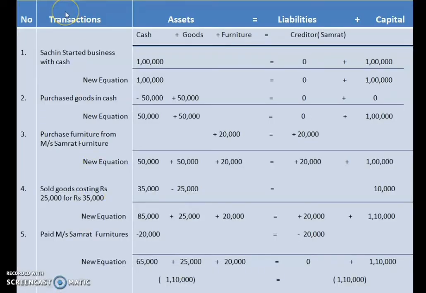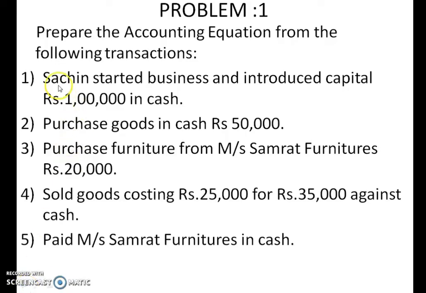Now this is the solution part of this question. First of all, you have to prepare a box. In that you have to prepare the column for number, transactions, assets is equal to liability plus capital. Write down the first transaction. What was the first transaction in the question? Sachin started business and introduced capital rupees 1 lakh in cash.